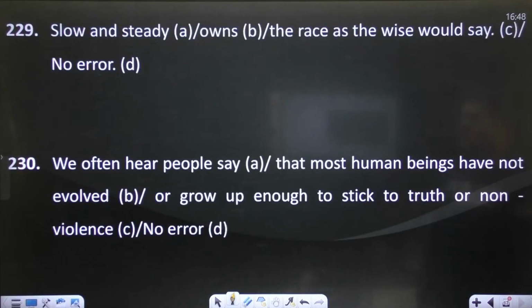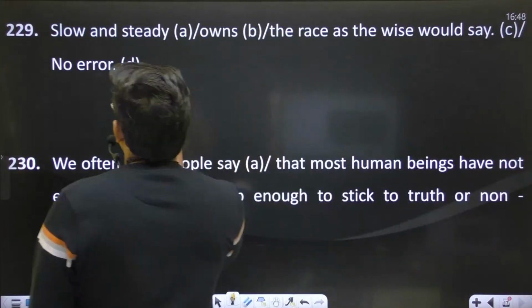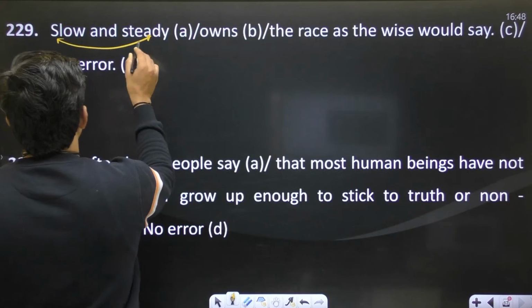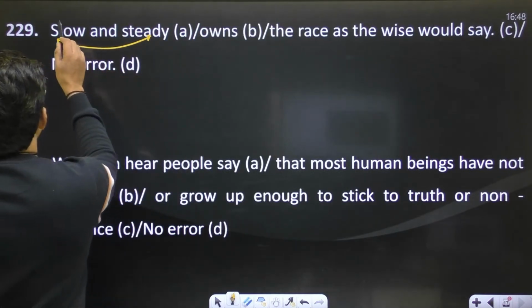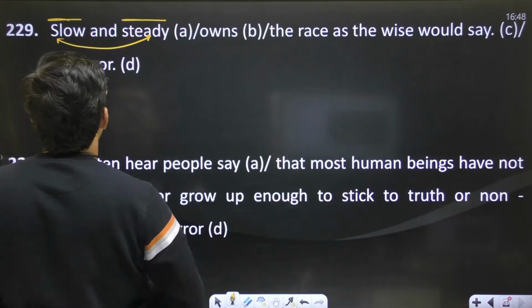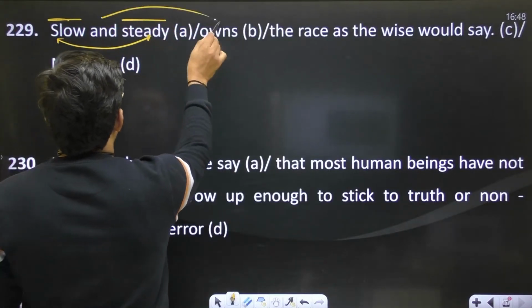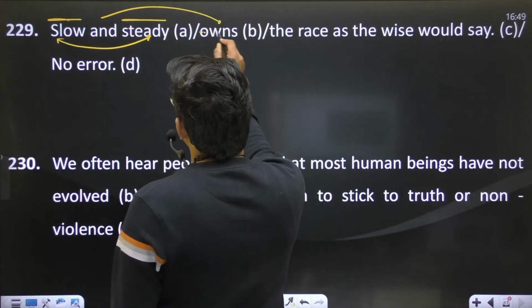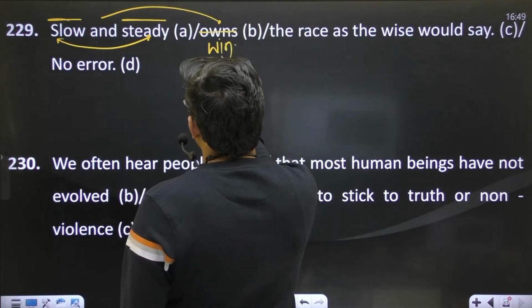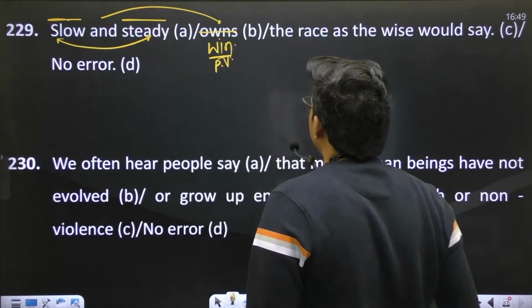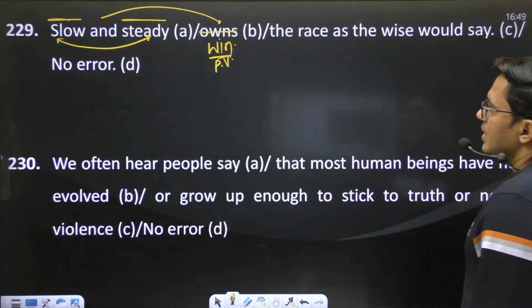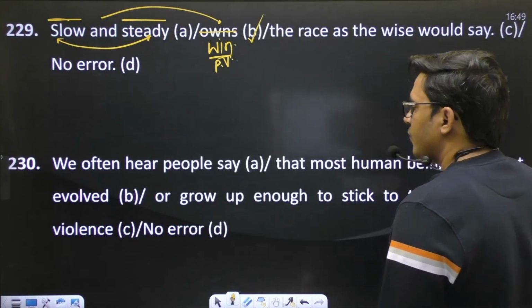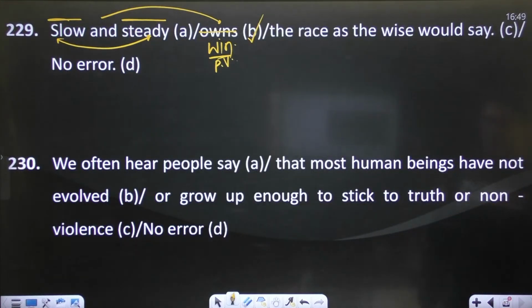Okay. The next sentence is slow and steady. This slow and steady is not a complementary quality. Slow is a different thing, steady is a different thing. So it demands a plural verb. Yes, slow and steady demands a plural verb. So in place of wins, win will be there. Slow and steady win the race, as the wise would say. So B has an error.